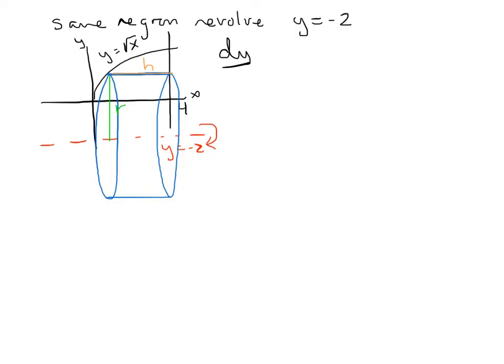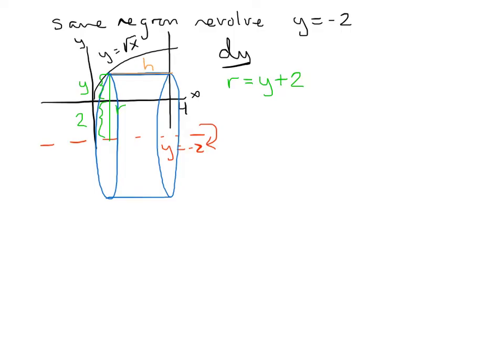Okay, so now I need the radius in terms of y. Now from the positive x-axis up, that distance right there is a distance y. From the axis down to that line, that is always a distance of 2. So my radius is y plus 2.